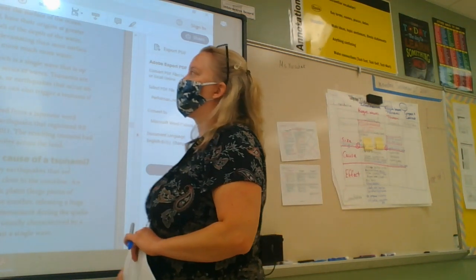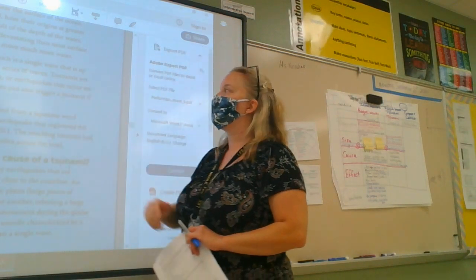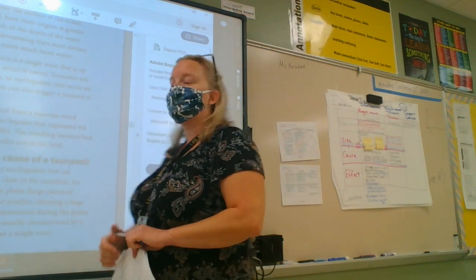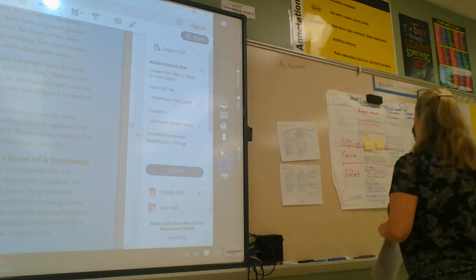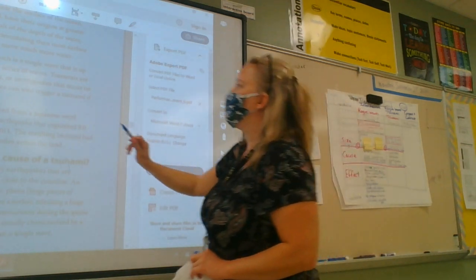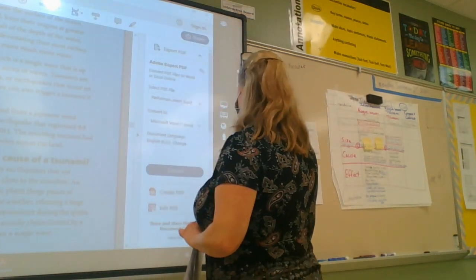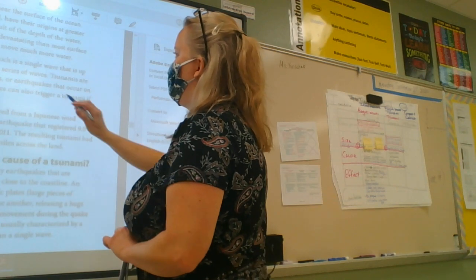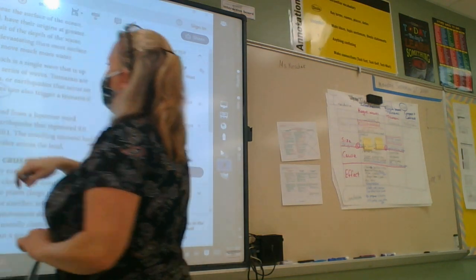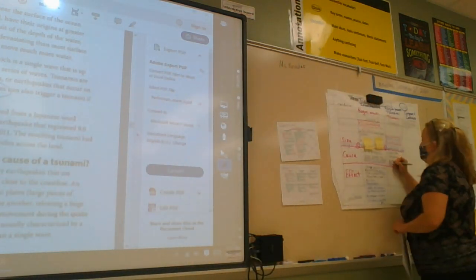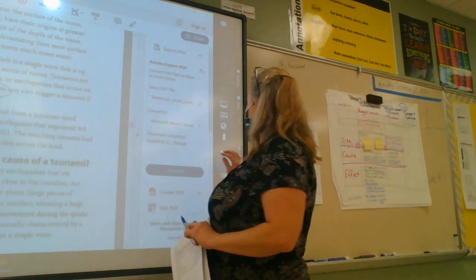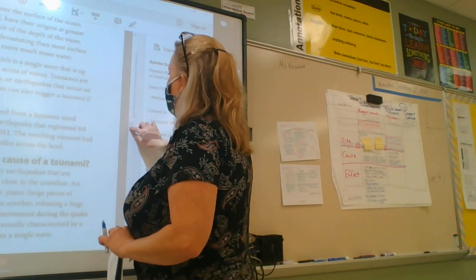And remember, it's triggered by landslides, volcanoes, or earthquakes. Large meteorites can also trigger a tsunami if they strike the ocean's surface. So that's another thing I want to write down. Meteorites. Let's add this to our text. METE. And then moving down back to where we were.